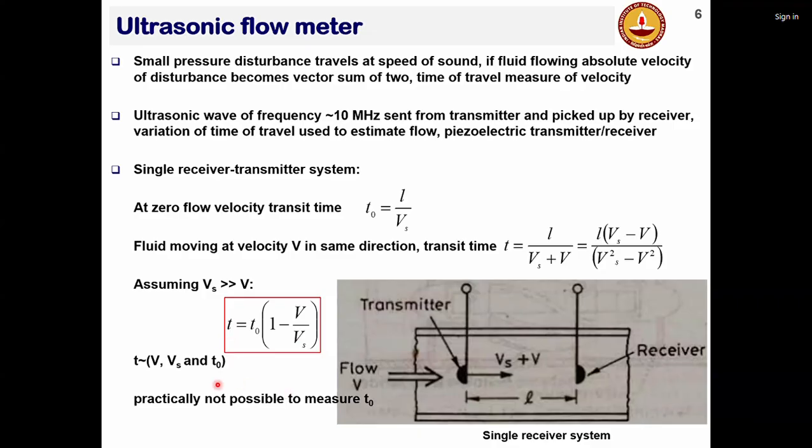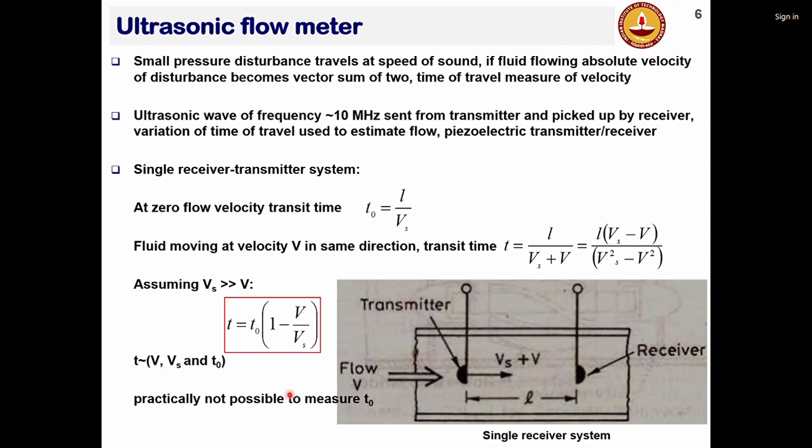So you can see that this time of travel of the signal in a flow system is a function of the flow velocity, the sound wave velocity, and the zero flow transit time, T naught.